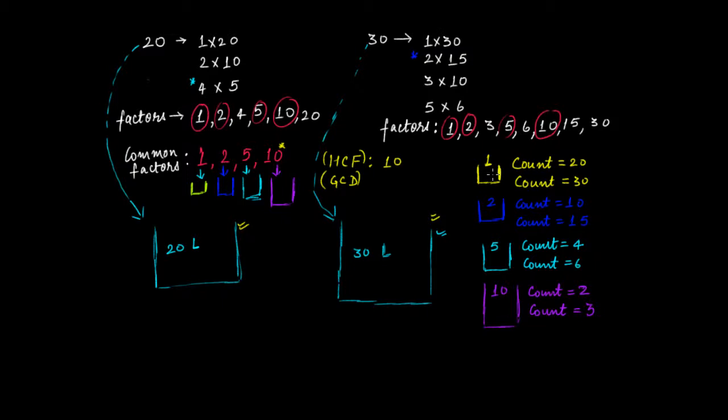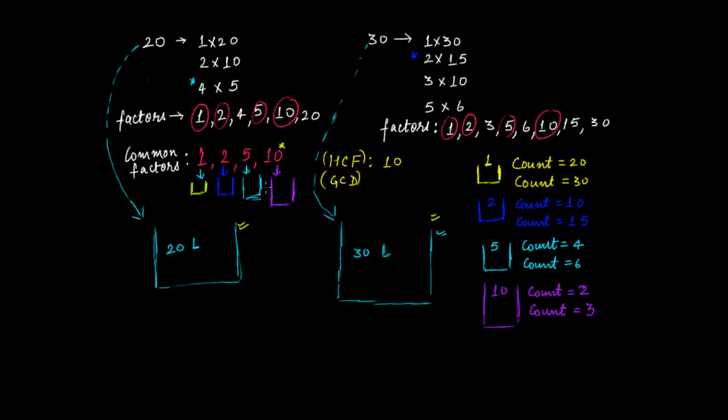If you take a 1 liter beaker and try to fill 20 liters using it, the count will be 20, and for the same beaker, the count for 30 liters will be 30. In case of a 2 liter beaker, the count will be 10 for this one, and 15 for this one. These beakers fill these separately in an exact number of times, that is, the count is a whole number. It's not like you can fill 20 liters in 30.5 or 30.4 turns. They are exact numbers.